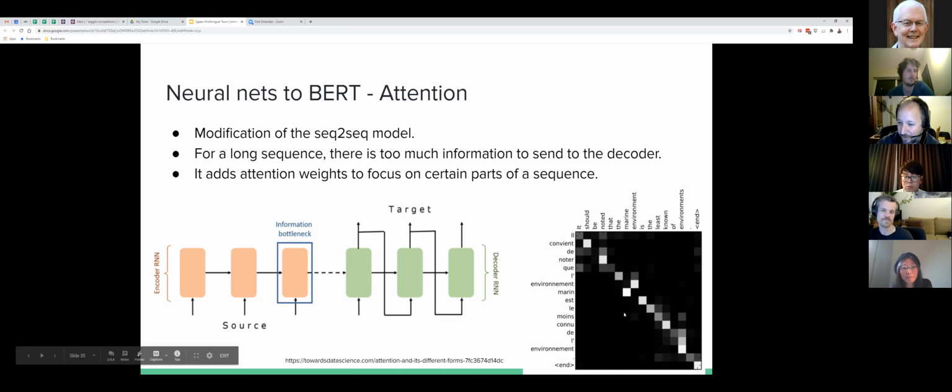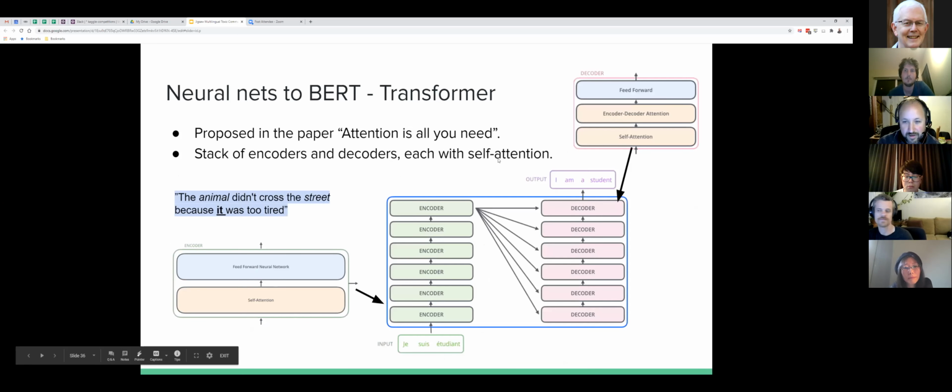And you can see most of this is black, which basically goes to show that the model doesn't really need to look at most of a sequence at any given point in time. It can just focus on certain parts of it. So this attention thing is quite important. And from that, we're going into transformers.